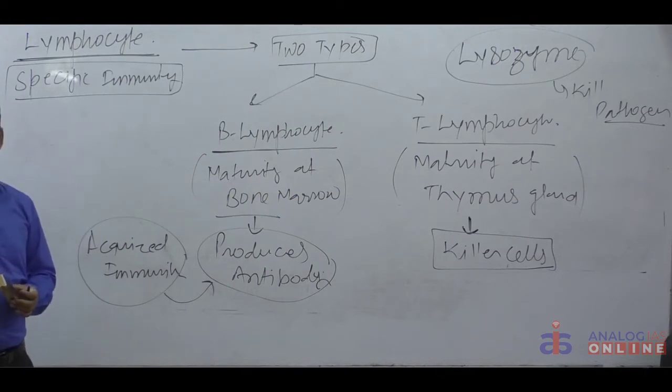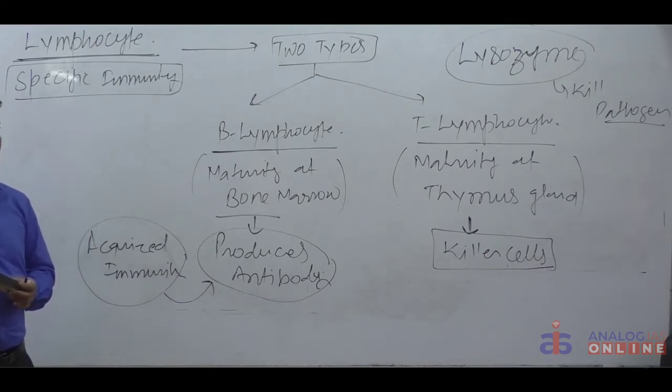And WBC will come into play in three layers, let's say. First, neutrophils come, and neutrophils will try to eat that. If neutrophils cannot handle it, then monocytes will come. If both have failed, then only the lymphocyte will come into play. And lymphocytes will work in two ways. First, they will produce antibody so that it can kill the pathogen which is moving around.